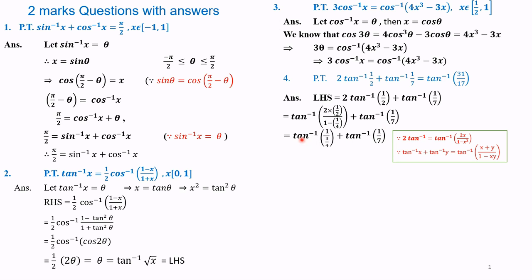Therefore, tan inverse of, 2 gets cancelled, 1 divided by 1 minus 1 by 4, which is 3 by 4, and tan inverse of 1 by 7 as it is. That becomes tan inverse of 4 by 3 plus tan inverse of 1 by 7. We know from the inverse function, tan inverse of x plus tan inverse of y is equal to tan inverse of x plus y divided by 1 minus xy. Therefore, the equation can be written as tan inverse of 4 by 3 plus 1 by 7 divided by 1 minus 4 by 3 into 1 by 7.